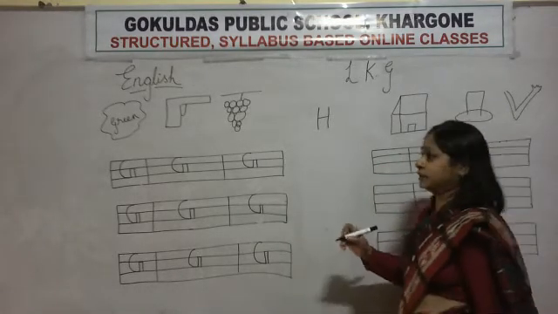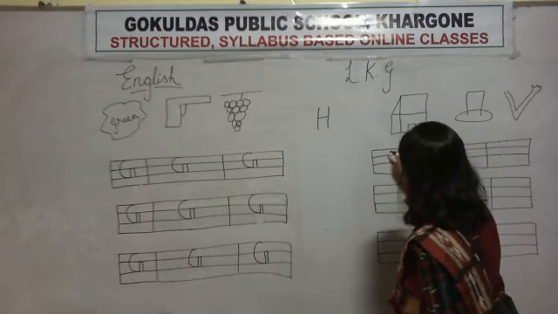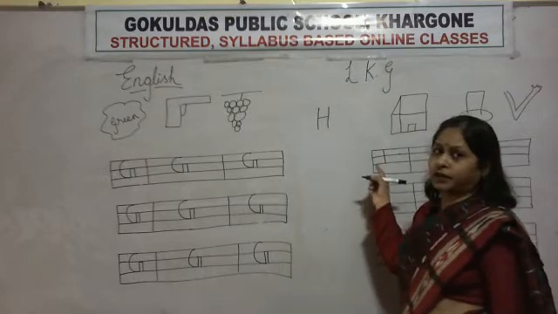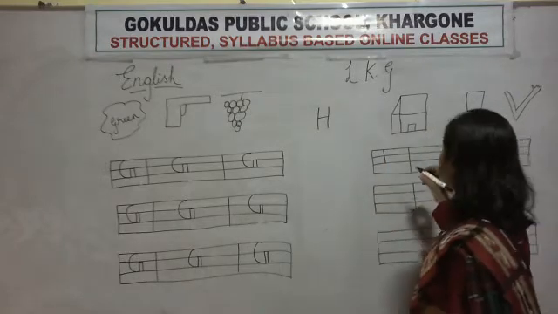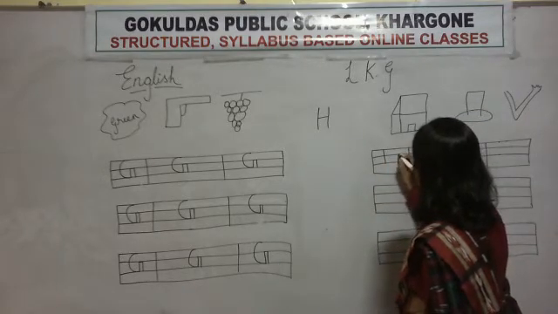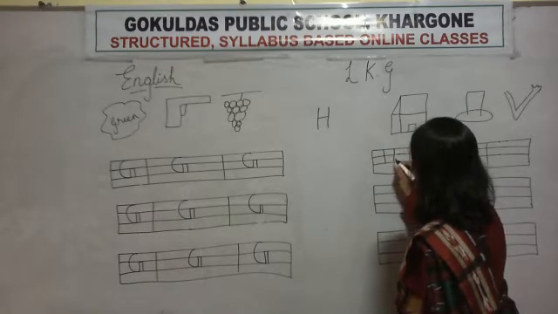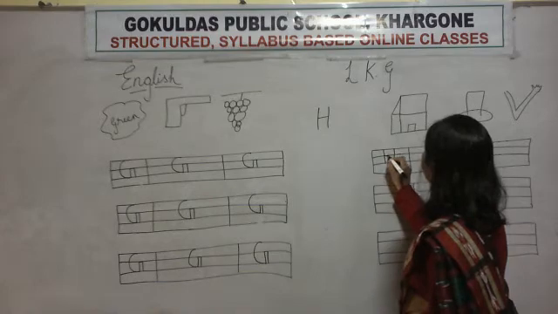Okay. Now look here. From upper line to base line, standing line. And 1 dot is given here. So, from upper line to base line, standing line, and in the middle line, sleeping line.